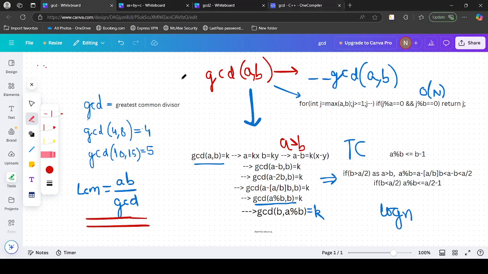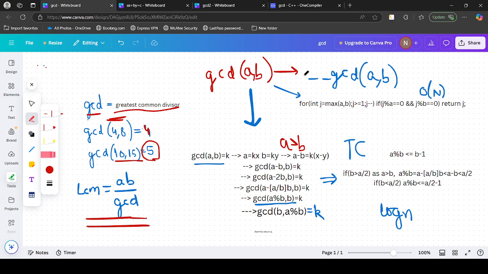So the next one is GCD. So what is GCD? It is greatest common divisor. It should be the greatest one of both divisors which are common. For example, GCD of 4 and 8 is 4 because it is the highest number which is divisible by both. Similarly, GCD of 10 and 15 is 5. So how to find this?